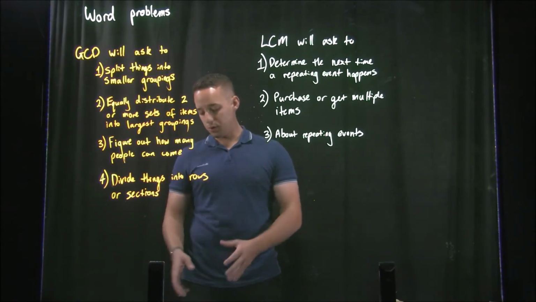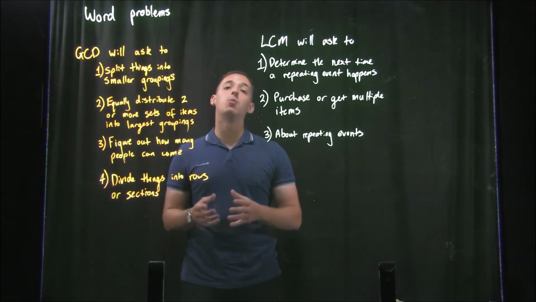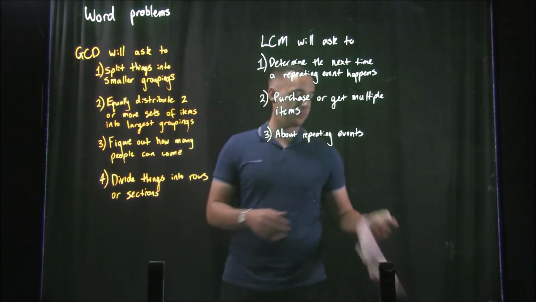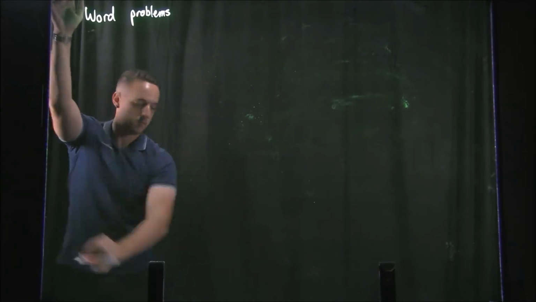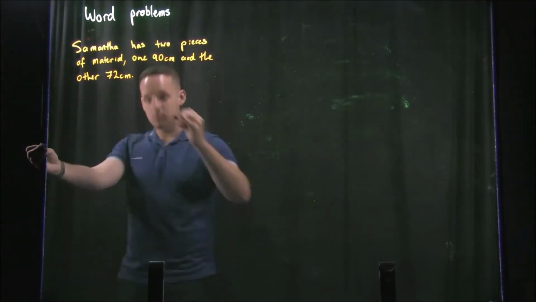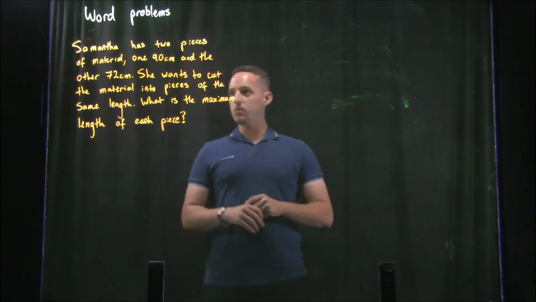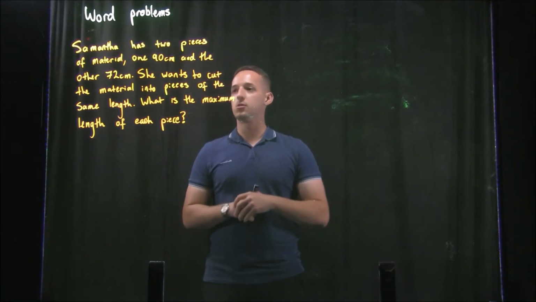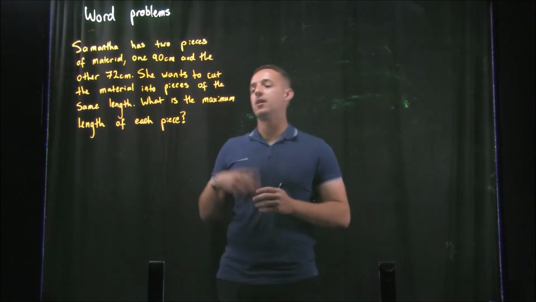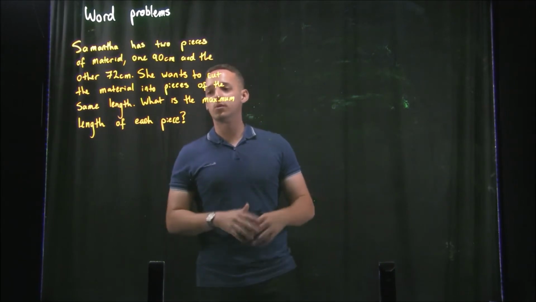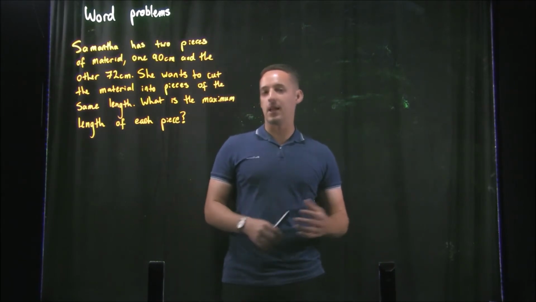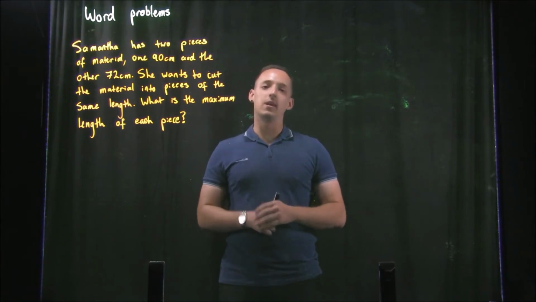And so we're going to go through a couple of questions now, and we'll break down why they're asking you what they are. Samantha has two pieces of material, one 90 centimeters and the other 72 centimeters. She wants to cut the material into pieces of the same length. What is the maximum length of each piece?